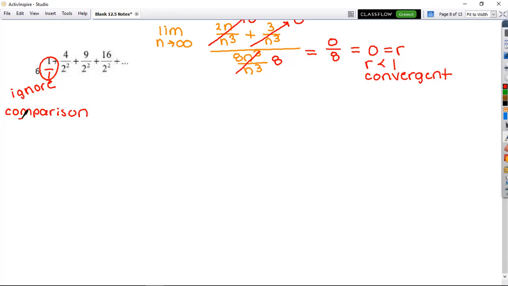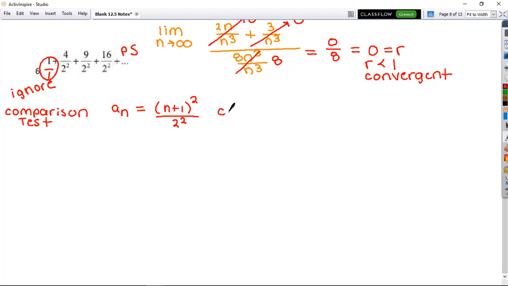So, comparison test: looking at your terms, seeing if we are less than or equal to, greater than or equal to. So I'm going to go a sub n is equal to. In the top, I have a 4, 9, and a 16. So I have perfect squares, but it starts at 4. So I would go (n plus 1) squared, and again, that stems from your perfect squares. And in the bottom, they're all just 2 squared. So I'm going to just write 2 squared.